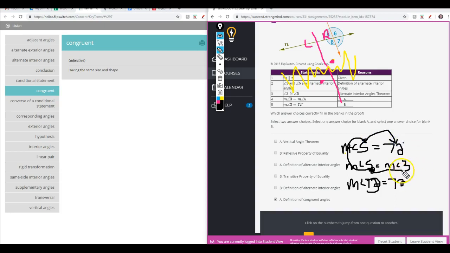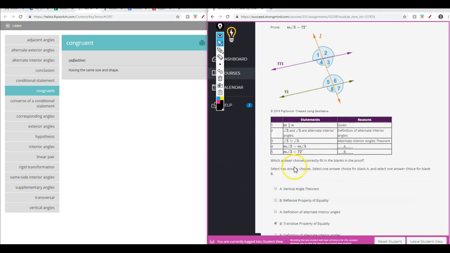So then at the end they just said, okay, why don't I just cut straight to 72 degrees instead of writing down this link right here, that angle 5. So that is the transitive property of equality right there. And please include that in your notes. And that's how I would go about answering this question.